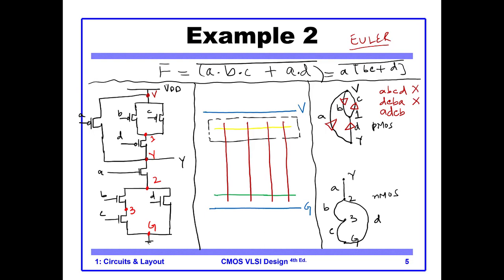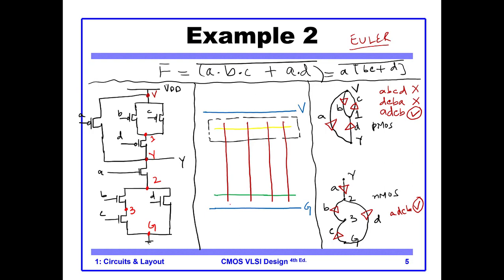So we start with D, we go through C, then we start with A, then we go to B, D, from D we go to C, and from C we go to B. So you see, this is passed by the PMOS network, and it is also passed by the NMOS network. So this is our order of variables.